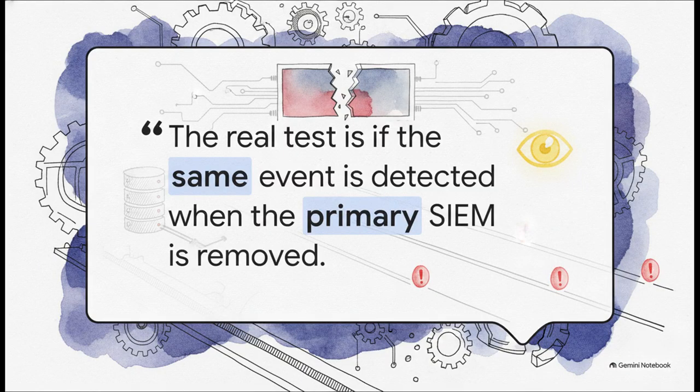NHI Management Group delivers this incredibly powerful quote that frames the entire issue perfectly. They say, "For mature programs, the real test is whether the same security event would still be detected, prioritized, and escalated if the primary SIEM were removed from the workflow and only the secondary path remained active." Because true parity is about operational survival, not just tool configuration.